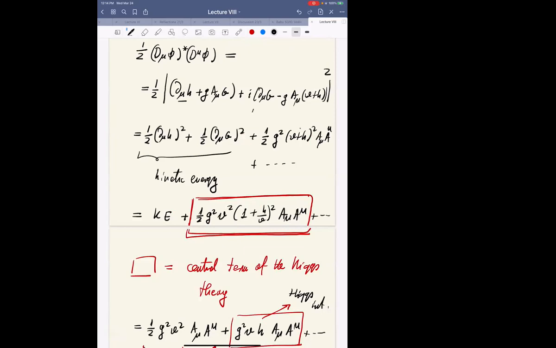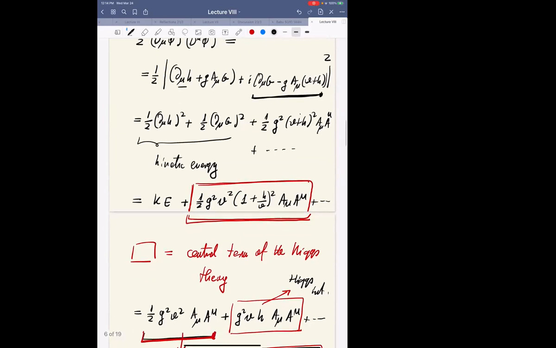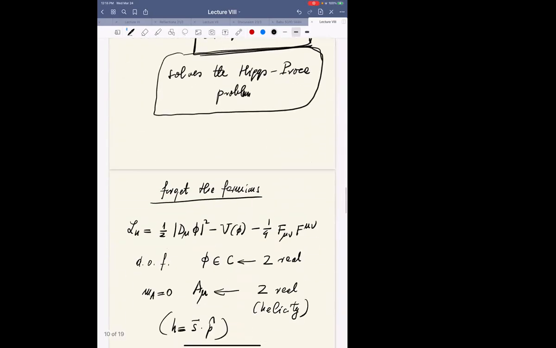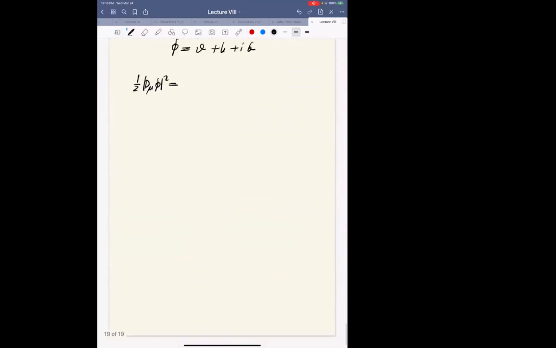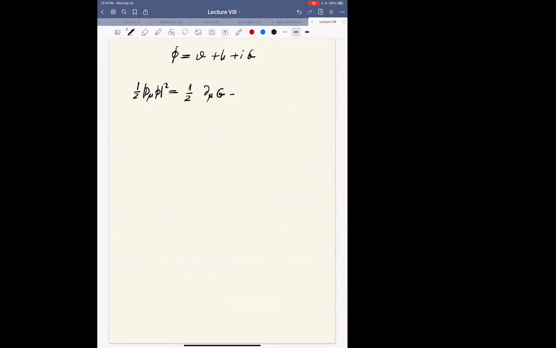Notice this piece here. I need a piece which depends on G. So I'm gonna copy it. We already wrote it. It's 1/2 (d mu G minus g A mu) squared. There was v plus h. I don't care about h. I'm just looking at the quadratic piece plus other terms. There are all kinds of other terms here.